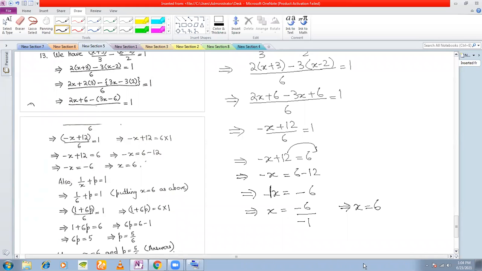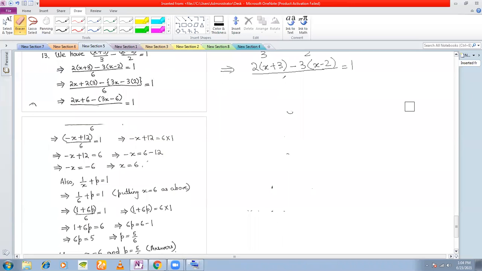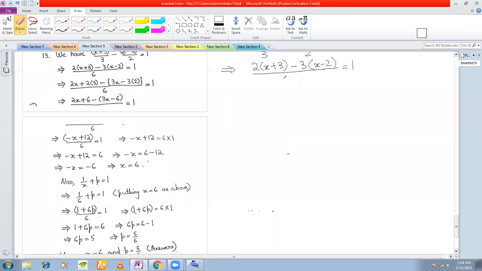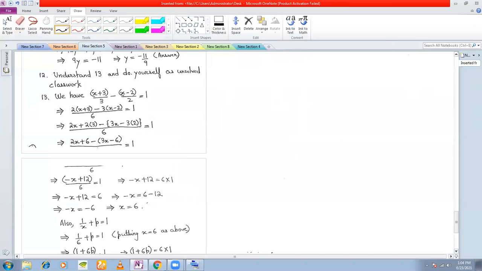Now I'll show you a different method of solving the same problem. The rules remain the same, except that we'll just do it in a little different manner. Okay, same problem. You have (x + 3)/3 minus (x - 2)/2 is equal to 1. Keep this within brackets and you keep this within brackets.